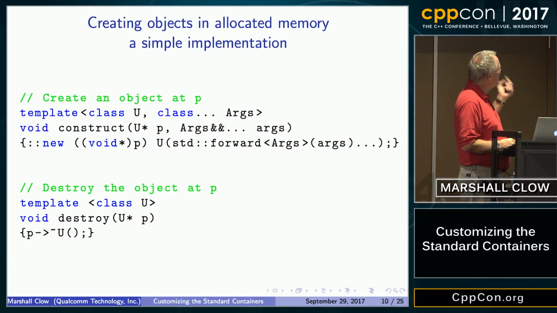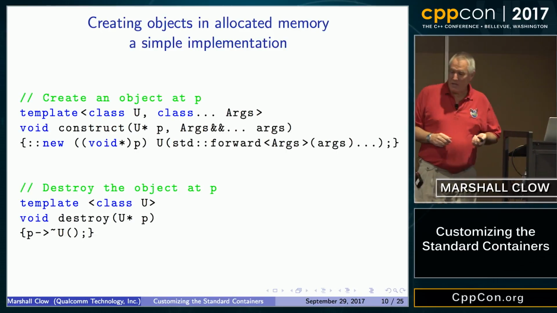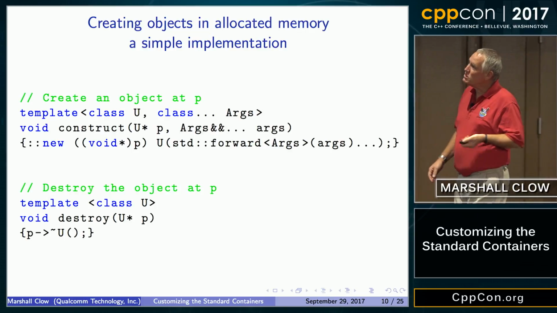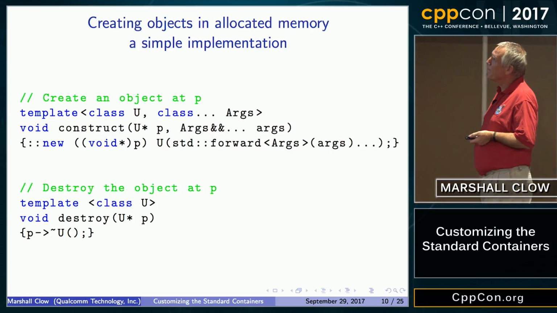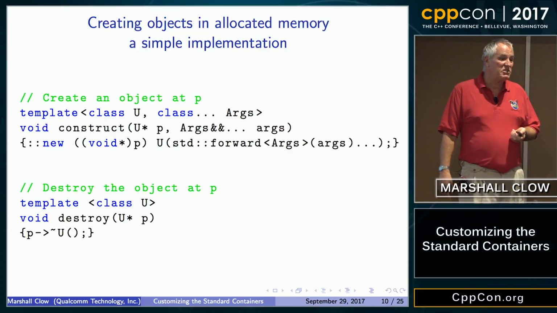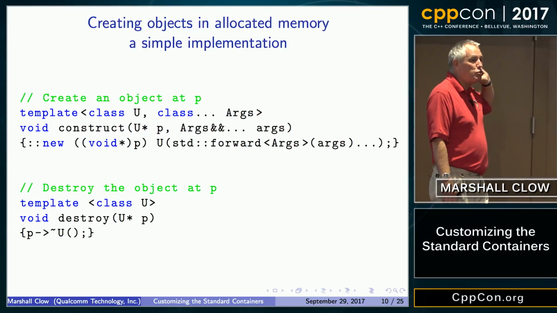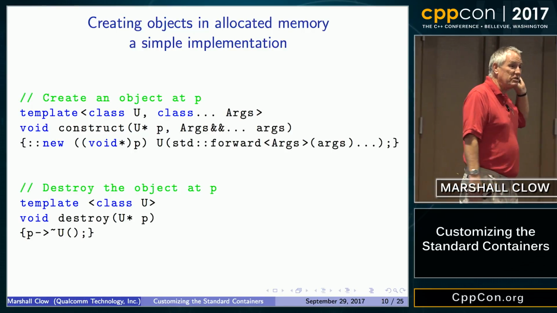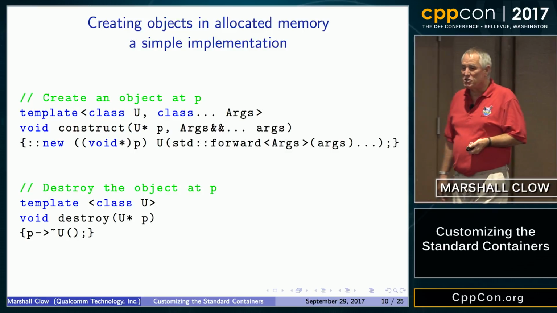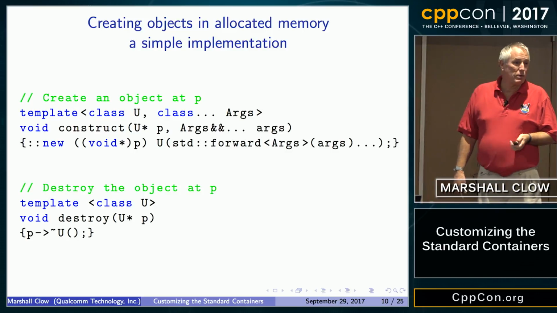Okay, talked about that. These are the optional calls: construct and destroy. This is a very simple implementation, and this is the implementation you will get if you do not, in fact, implement construct and destroy. This is the implementation that the standard library will gin up for you.